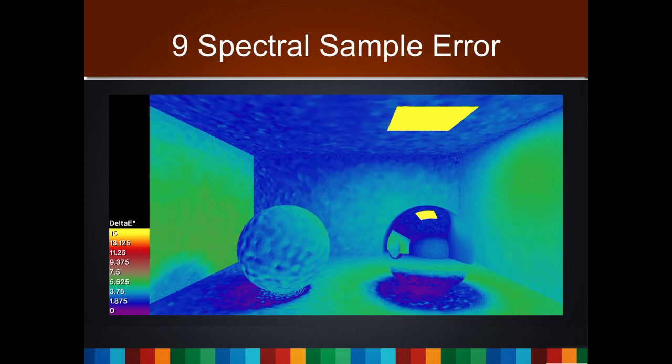Once you get to 9, you're significantly below what you get with 3. So 9 is kind of the minimum recommended number of spectral samples. But there's no reason to stop at 9.